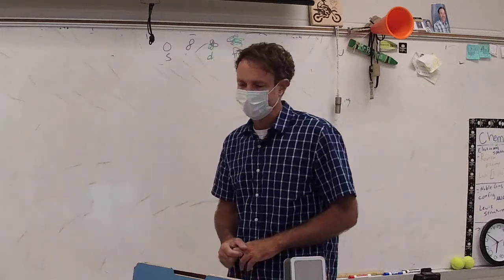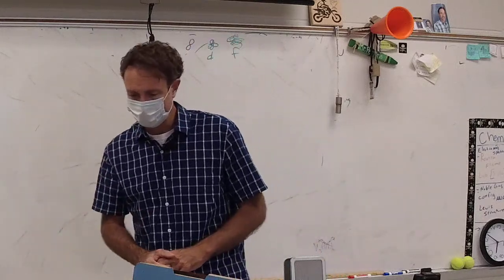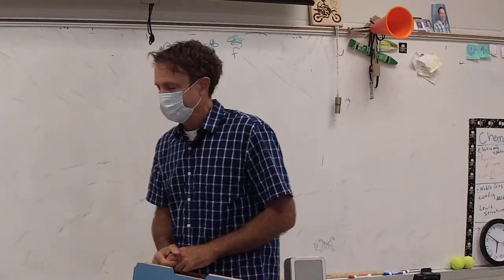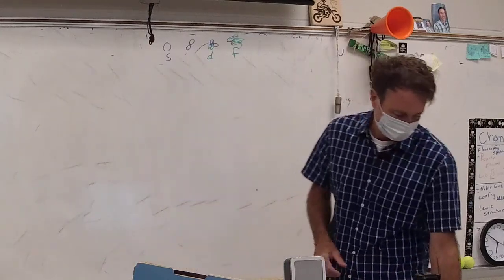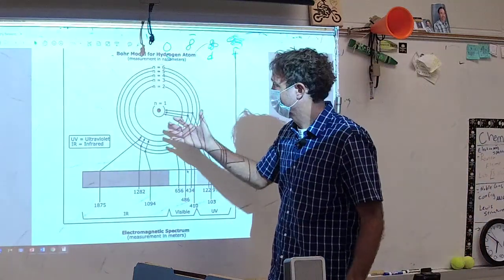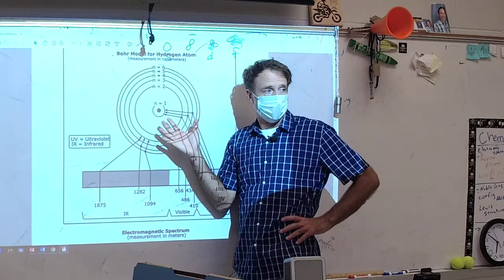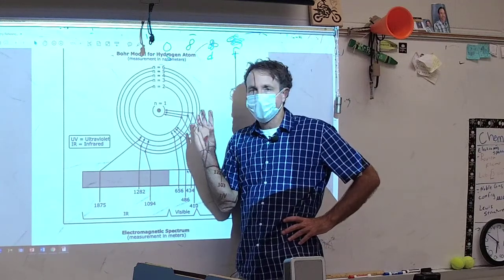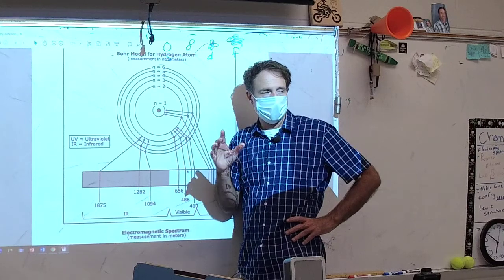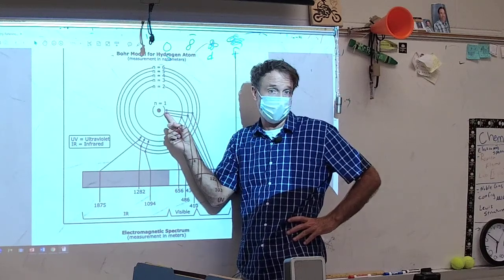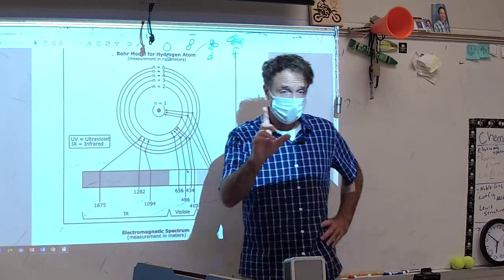Okay, so we're going to talk about this Bohr model. This is Bohr's model of the hydrogen atom. Now, what this means is we're saying it's Bohr's model of the hydrogen atom as if we were talking about one electron moving. Does that make sense?